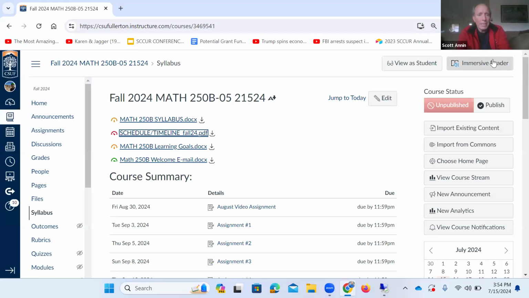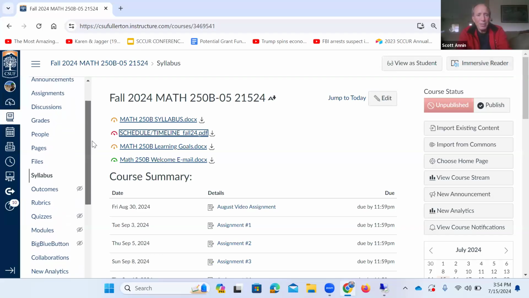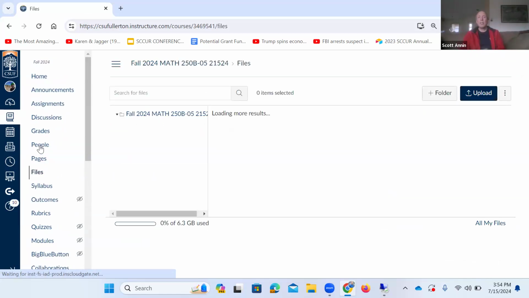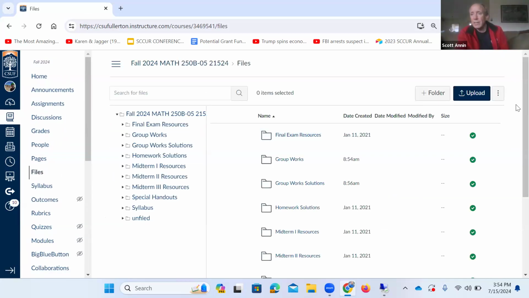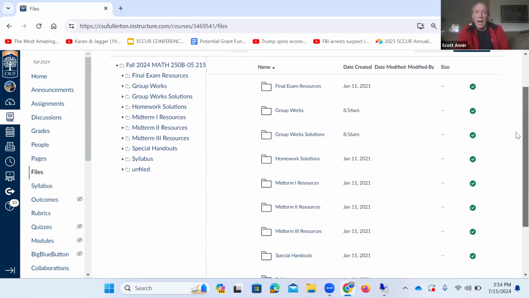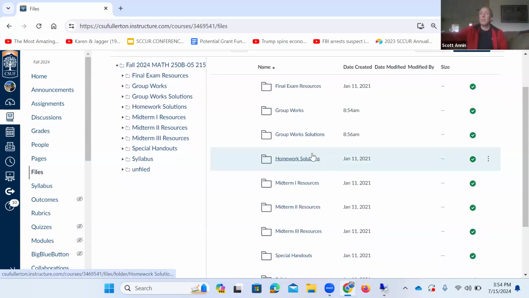Okay, let me take a minute and talk a little bit about what you're going to find over here on the left side of the Canvas page. First of all, there is a Files link here, and you can click on the Files section, and there's a number of folders in here that are going to be useful for you. I'm going to put the homework solutions in a folder, so after you've submitted your homework, I'll be releasing the solutions to that into this folder. You can certainly look at those.